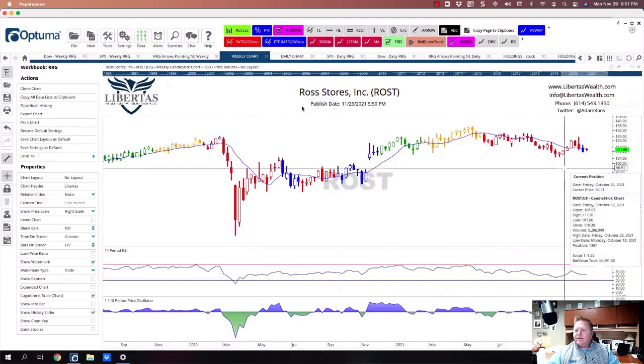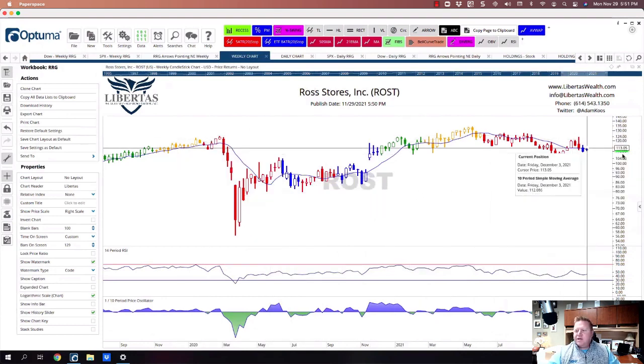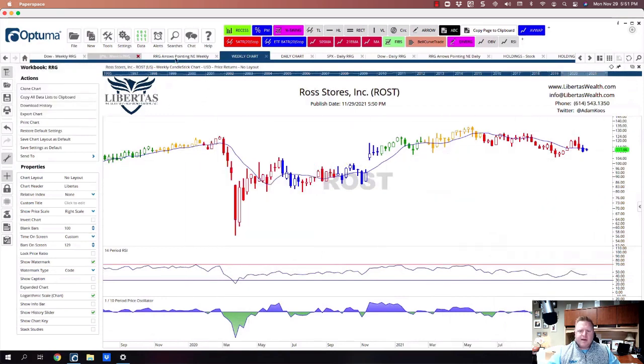So Ross Stores in this case, obviously discount retail, not something I'd be interested in even normally. This is a stock we've owned in the past. We've made money on this stock in the past. I think we probably lost on a trade or two from time to time, but this is one that seems to pop up over and over again over the years.